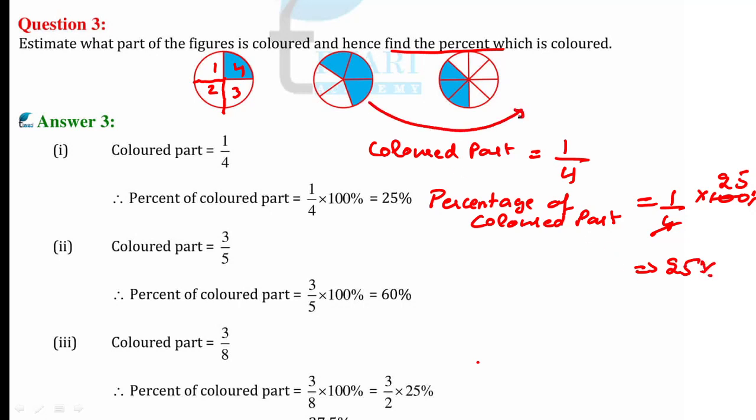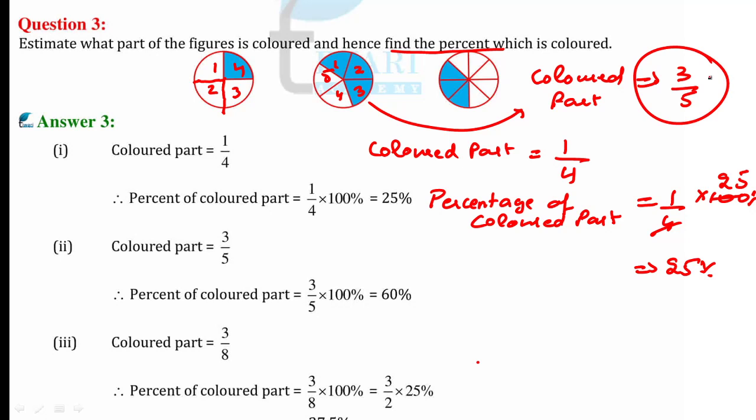How many colored parts are there in this figure? 1 2 3. 3 colored parts. Total parts are 5. So 3 upon 5 is your colored part. In order to convert it into percentage, you will multiply this by 100. So 5 on the 5, 5 20 the 100, 20 into 3 is 60%, your required answer.